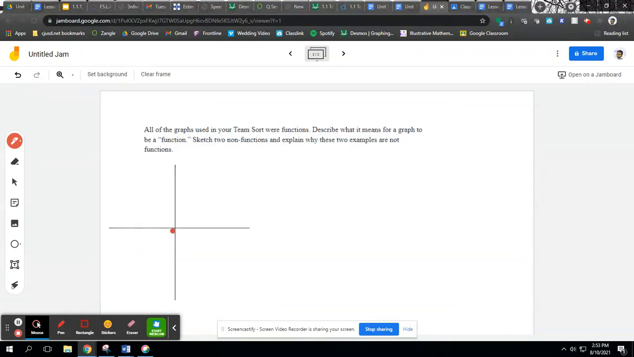I have to have exactly one output for every input. So maybe A is an input here. Well, if I were to draw the graph, it could be something like this. We learned about polynomials in Algebra 2. Well, here's the graph of a polynomial function. It goes up and down and then up again. And hey, look, I have only one output here for A.